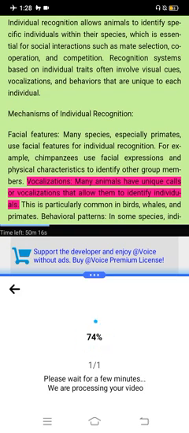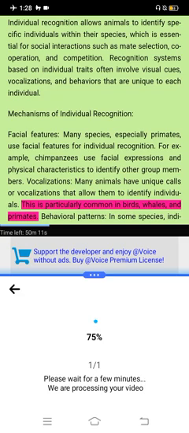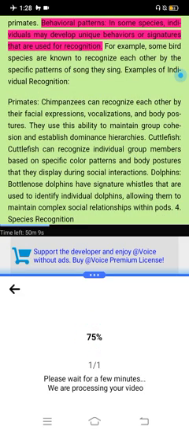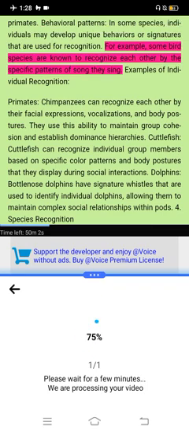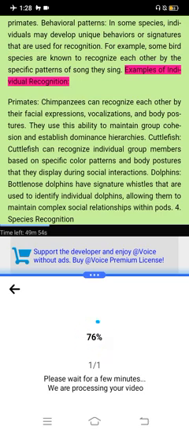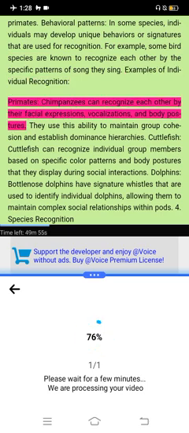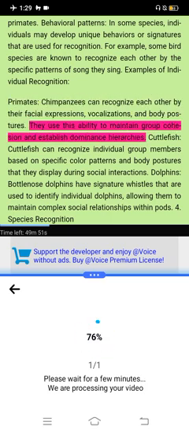Vocalizations. Many animals have unique calls or vocalizations that allow them to identify individuals. This is particularly common in birds, whales, and primates. Behavioral patterns. In some species, individuals may develop unique behaviors or signatures that are used for recognition. For example, some bird species are known to recognize each other by the specific patterns of song they sing. Examples of individual recognition. Primates. Chimpanzees can recognize each other by their facial expressions, vocalizations, and body postures. They use this ability to maintain group cohesion and establish dominance hierarchies.